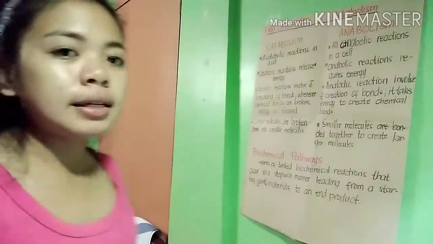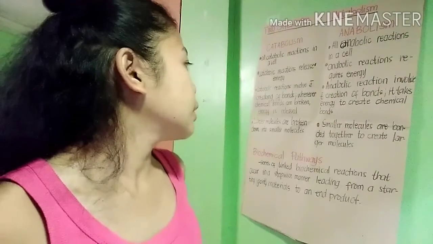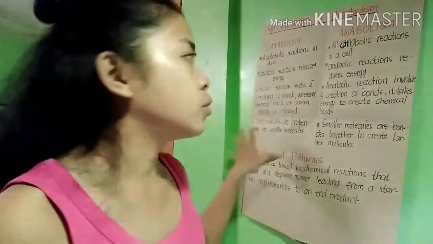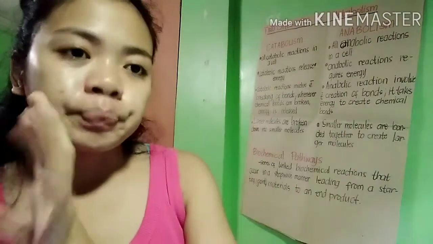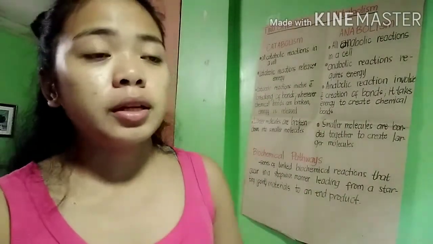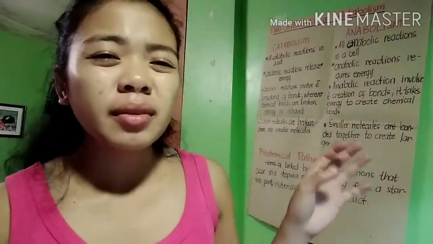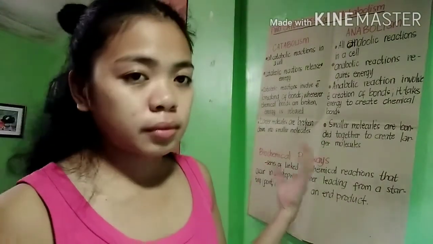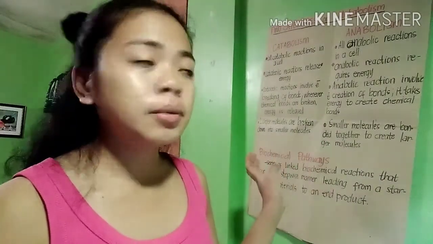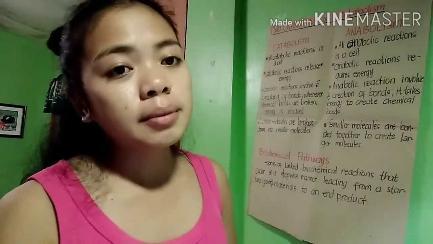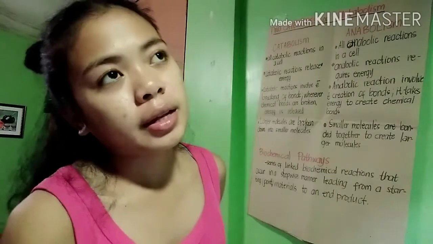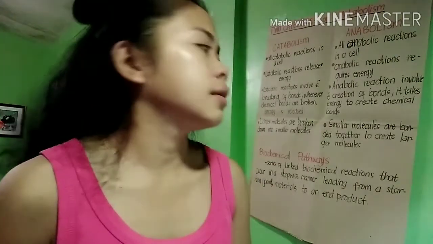Next, in catabolism larger molecules are broken down into smaller molecules. Then in anabolism, in contrast, smaller molecules are bonded together to create larger molecules.